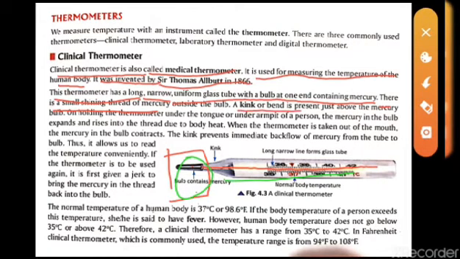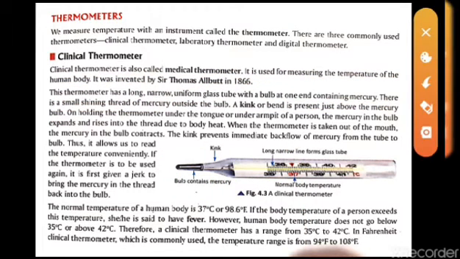A kink or bend is present just above the mercury bulb. You all can see this portion, the kink. In the book it is written that just above the bulb there is a kink; it can also be called a bend. On holding the thermometer under the tongue or under the armpit of a person, the mercury in the bulb expands and rises into the thread due to the body heat.